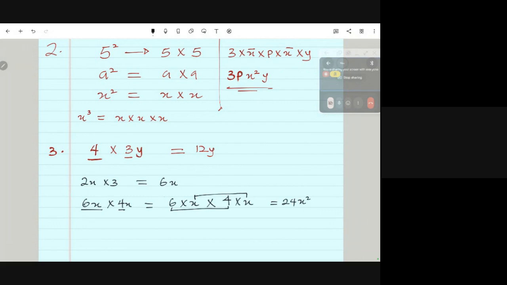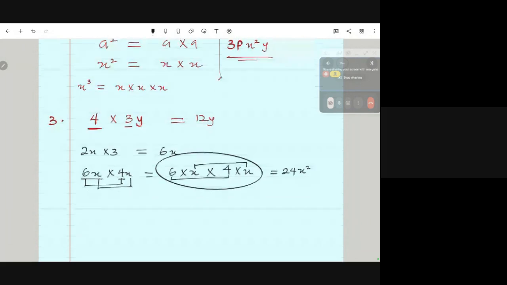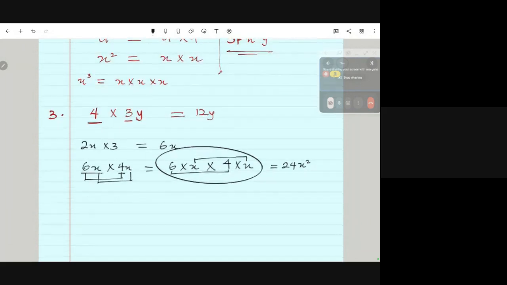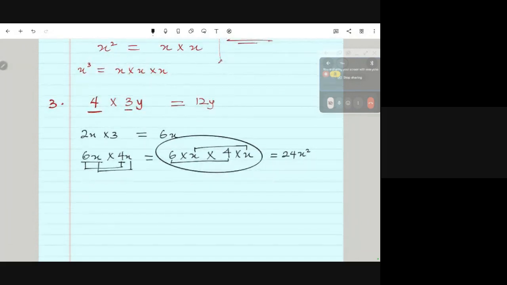In fact, you can skip this step completely and just do 6 times 4 here, 24, then x times x, x squared. So you focus on numbers multiplying numbers, then letters multiplying what? Letters. So let's take another example.